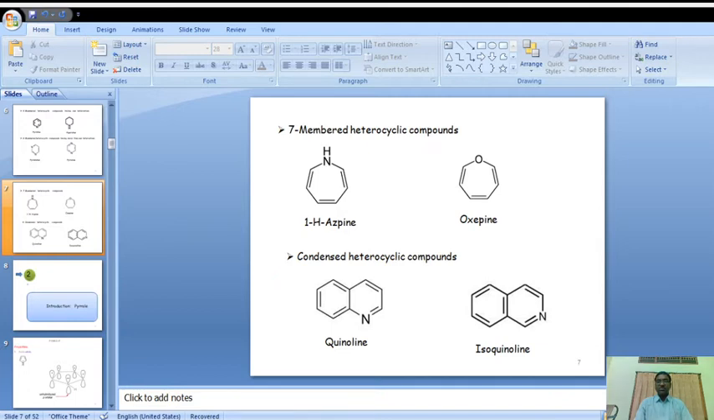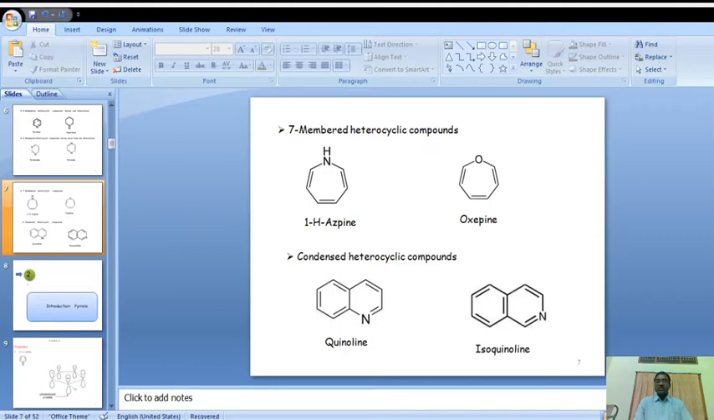the number of atoms is the same. Bonding, the number of pi bonds, all are the same. But the only difference is the place of the heteroatom; the place of the nitrogen atom is different. In quinoline, the nitrogen atom is at the first place, but in isoquinoline, the place of the heteroatom is the second position. The remaining is all the same.